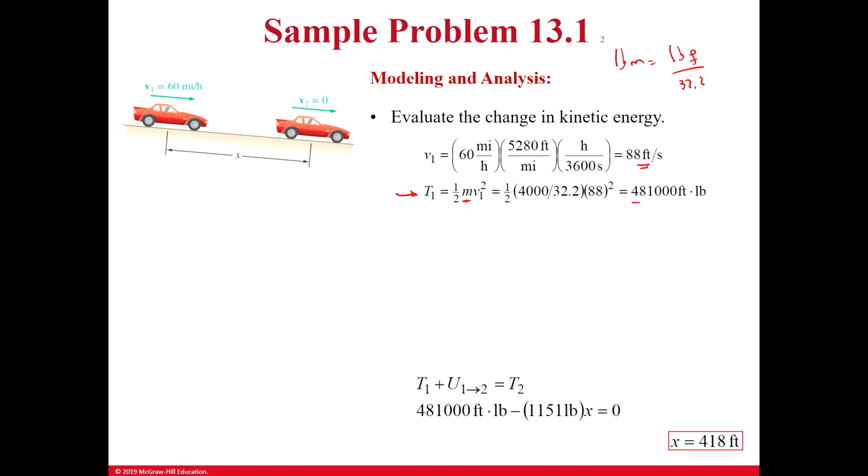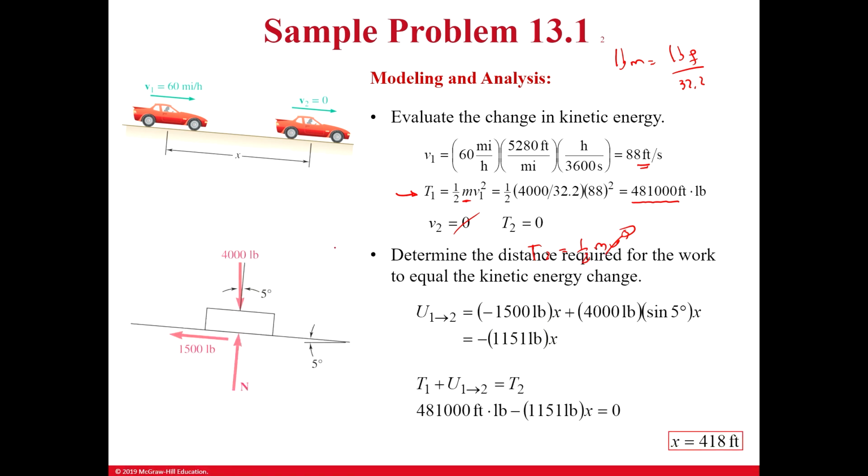And that gives you 481,000 foot-pounds. That is the state 1. And then state 2 is completely stopping, coming to a rest, so velocity 0. Therefore, this equation turns into 0 because the velocity is 0.